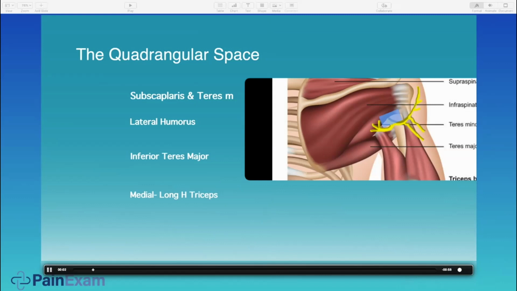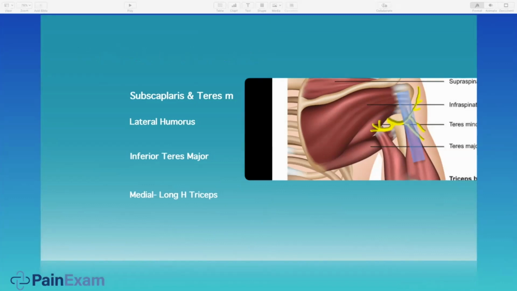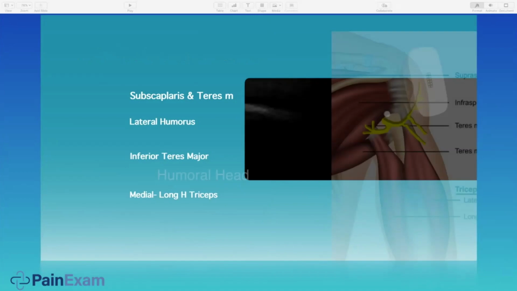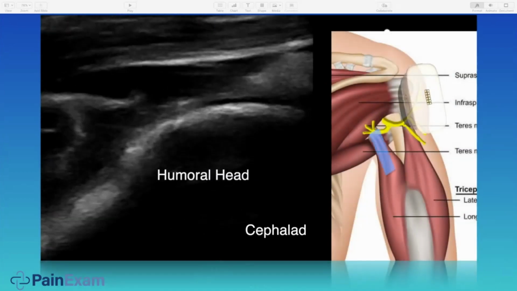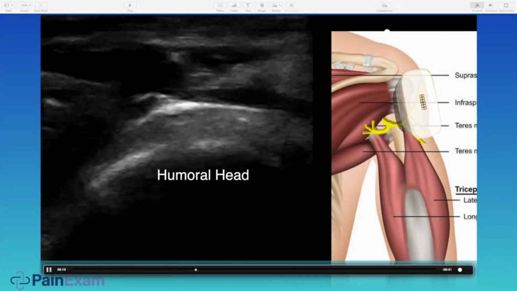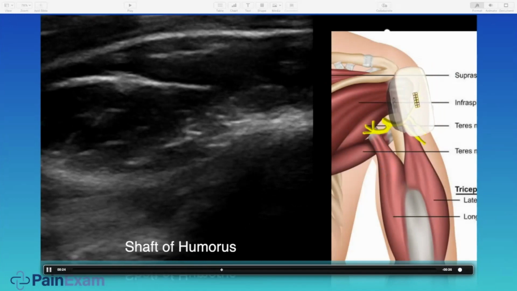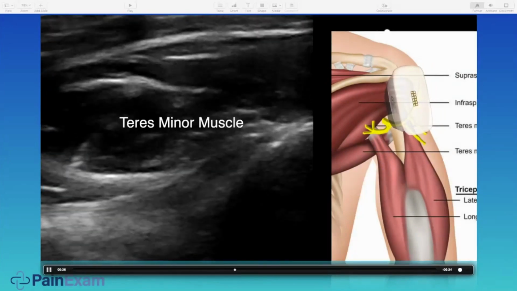So once again, the quadrangular space are the muscles. The lateral side is the humerus, and the medial side is the long head of the triceps, inferior of teres major. Here's your humeral head. I'm going to scan more medially and find teres minor. That's the muscle on top.